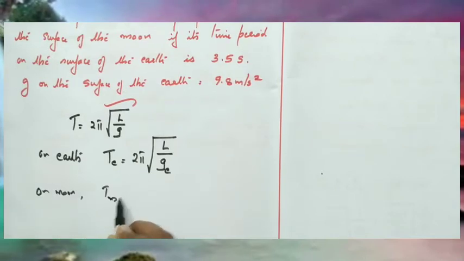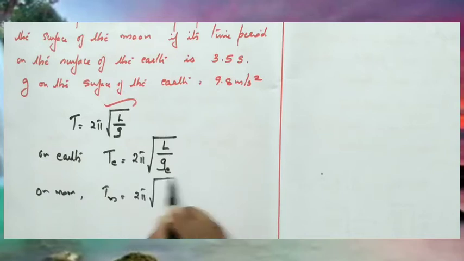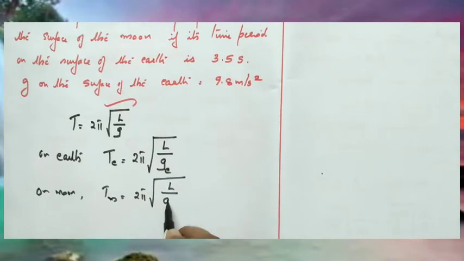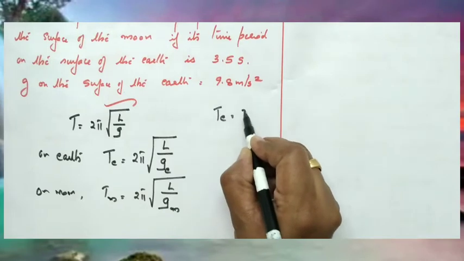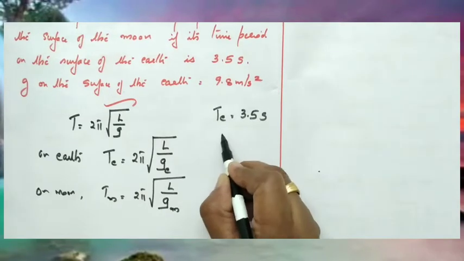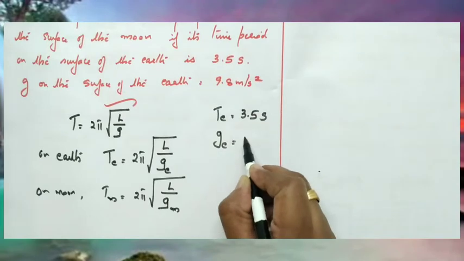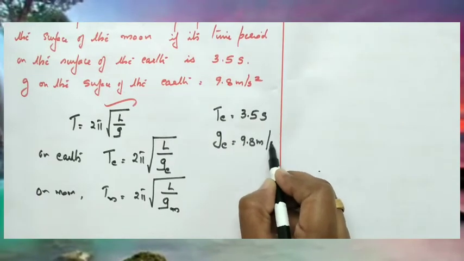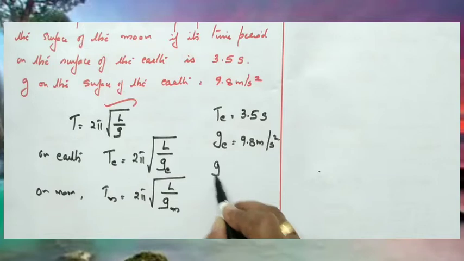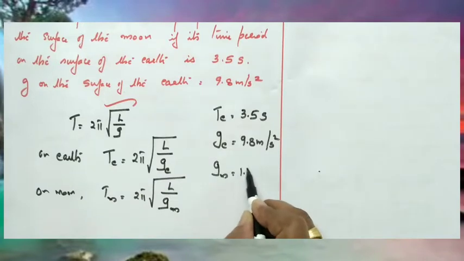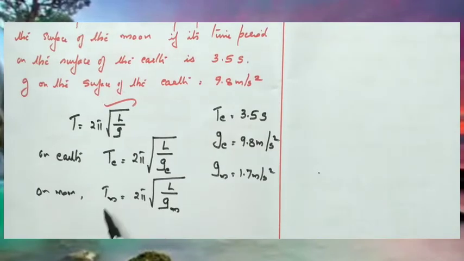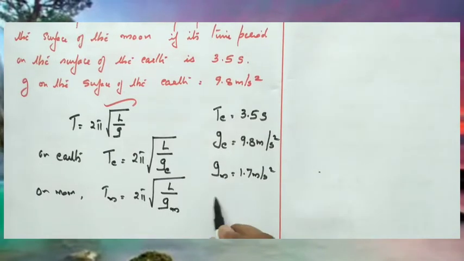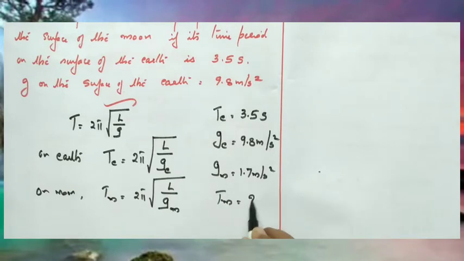Time period on the surface of the moon is 2 pi root of L divided by acceleration due to gravity on the surface of the moon. Time period on the surface of the earth is given as 3.5 seconds. Acceleration due to gravity on the surface of the earth we know is 9.8 meter per second square. Acceleration due to gravity on the surface of the moon is 1.7 meter per second square. We have to find the time period on the surface of the moon, Tm equals question mark.